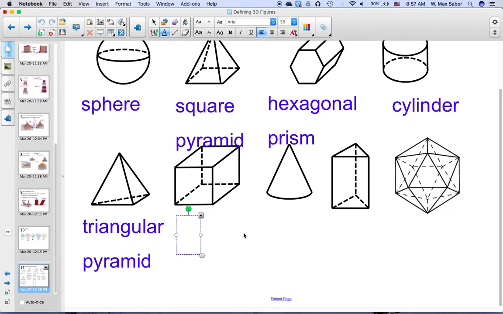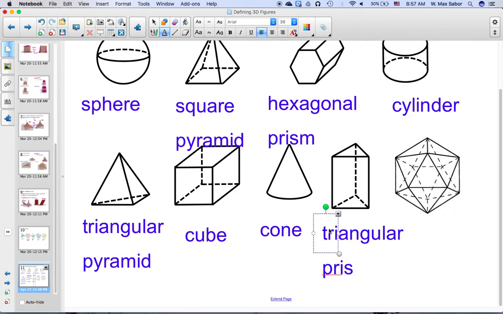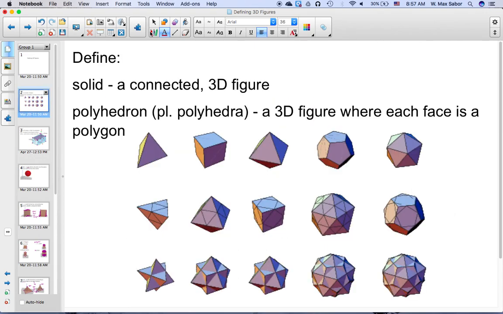Depending on whether you think all the sides are the same, you might call it a cube or a rectangular prism. This is a cone. There are two triangles connected, so it's a triangular prism. And then this would be an icosahedron. All right, those are how we name three-dimensional solids.